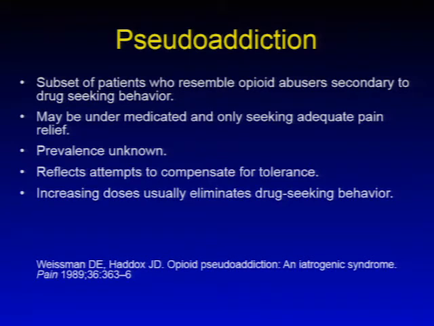Pseudo-addiction is complicated to diagnose. It is a subset of patients who may resemble opioid abusers secondary to drug-seeking behavior. However, these patients may be under-medicated and they're only behaving in such a manner because their pain dosing is inadequate. The prevalence of pseudo-addiction is hard to note, and typically what is seen is that increasing the doses usually eliminates the drug-seeking behavior.